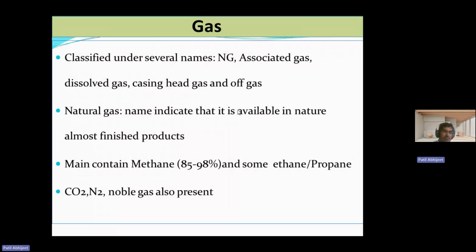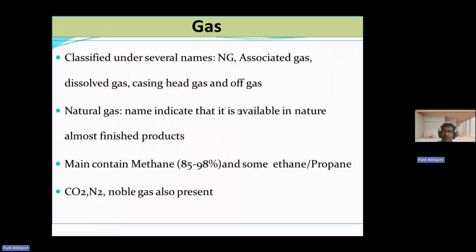Here the first gas we call the natural gas. We are aware that the major component of natural gas is methane, 85% to 98%, and the rest, 2% to 14%, are other alkanes like ethane, propane, and some butane. Certain noble gases are also present along with CO2 and N2, which come from the air. The proportion of air is 79 to 21 percent, but there will also be certain noble gases present, which we also need to identify.